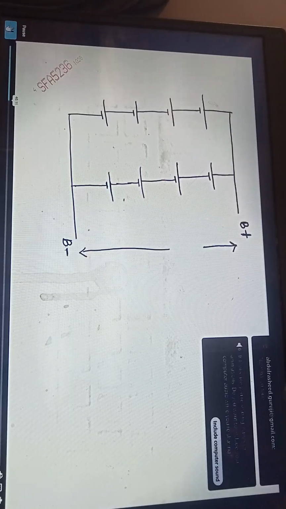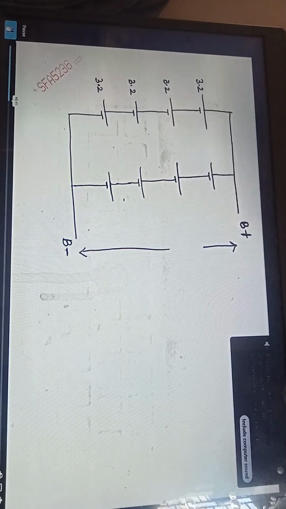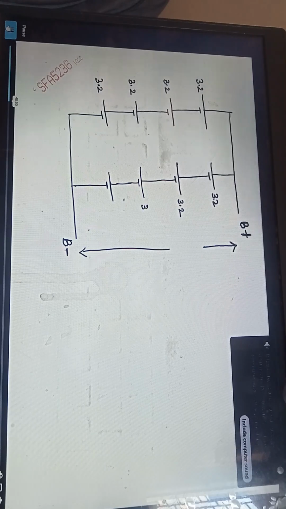Yeah, very good. So normally we maintain all the cell voltage to be equal to the nominal voltage of the cell during the process of making the battery pack. So assume that all the cells will have the same voltage, 3.2 volt. So this is 3.2, 3.2, 3.2, 3.2, 3.2, 3.2, 3.2, 3.2.